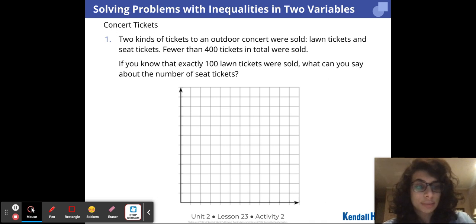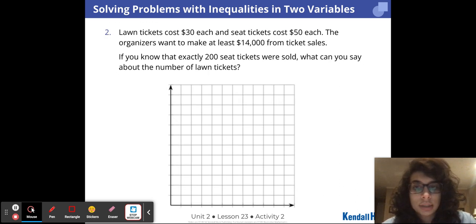I want you to go through the same steps that I did in my previous example. If you need to go back and watch that part of the video, feel free to do so. The second example I want you to go over is: lawn tickets cost $30 each and seat tickets cost $50 each. The organizers want to make at least $14,000 from ticket sales.